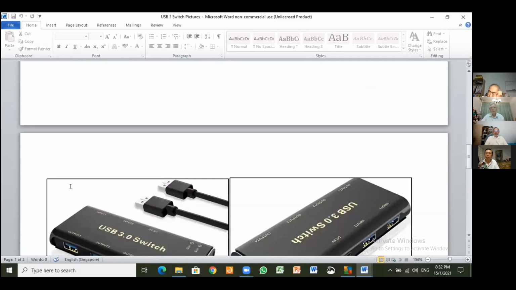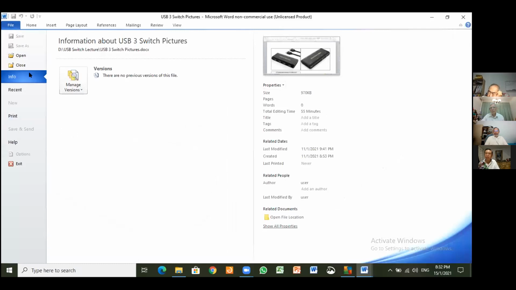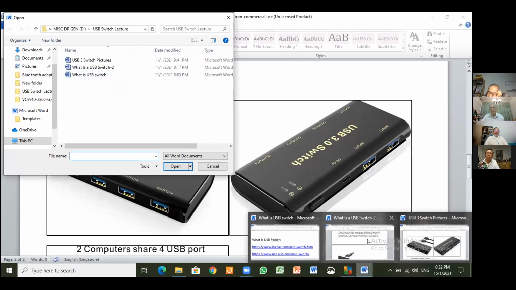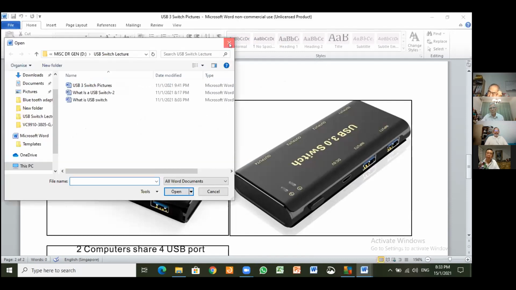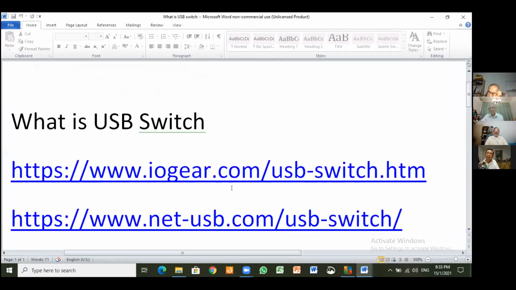Okay, basically, let's go back to... I open how many? Wait, open three screens.